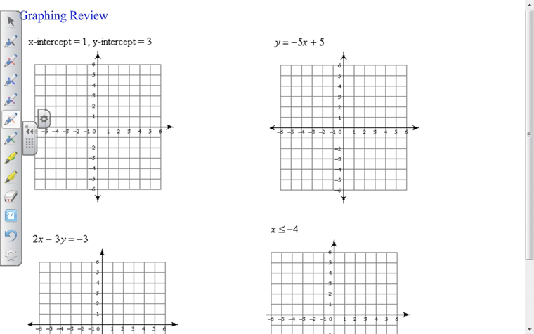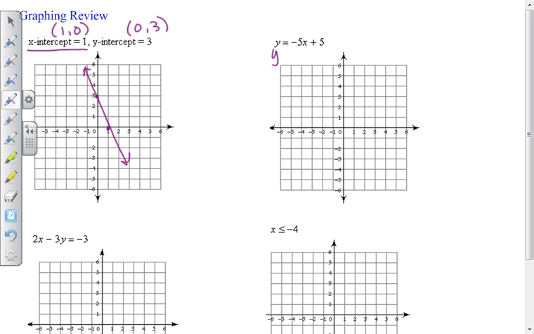So let's look at some graphing examples. Graphing with the intercepts is great because this tells me the point (1, 0) is on the line, and this tells me the point (0, 3) is on the line. The x-intercept is 1. The y-intercept is 3. If I have 2 points, I can graph a line.